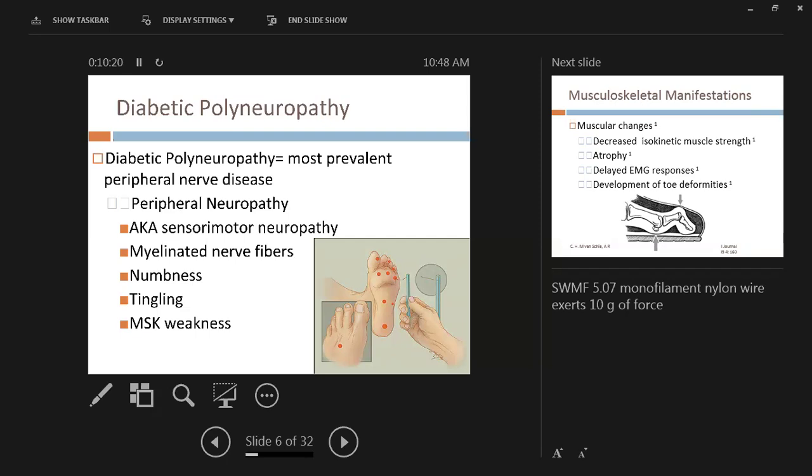We use something called a monofilament. It's simply like a fishing wire. Any normal person should be able to feel it if I poke them with that fishing wire. But as you develop neuropathy, patients start to lose their sensation. It's very important to check and educate them on being aware that they have loss of some sensation to their feet.